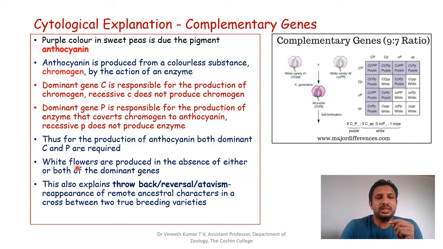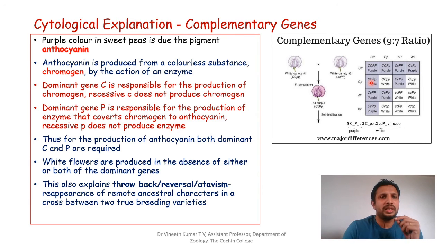If you observe all the purple flowers, in them at least one capital C and one capital P should be there, and a heterozygous condition can also produce the same effect. But when you see all the white flowers, here there is no capital C, here there is no capital P, here there is no C, here there is no C and no P. So in every case of the seven, you have white flower color, because of the absence of one or both.